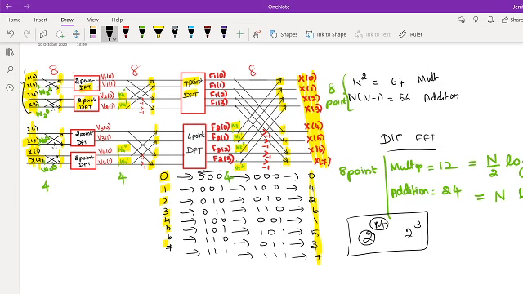And for the DIT FFT algorithm, the n-point sequence is calculated from n by 2 point DFTs. The n by 2 point DFTs are calculated from n by 4 point DFTs. The n by 4 point DFTs are calculated from n by 8 point DFTs. Likewise, it goes on for the radix 2 algorithm till it reaches the 2-point sequence. I hope you are clear with the DIT FFT algorithm. Thank you.